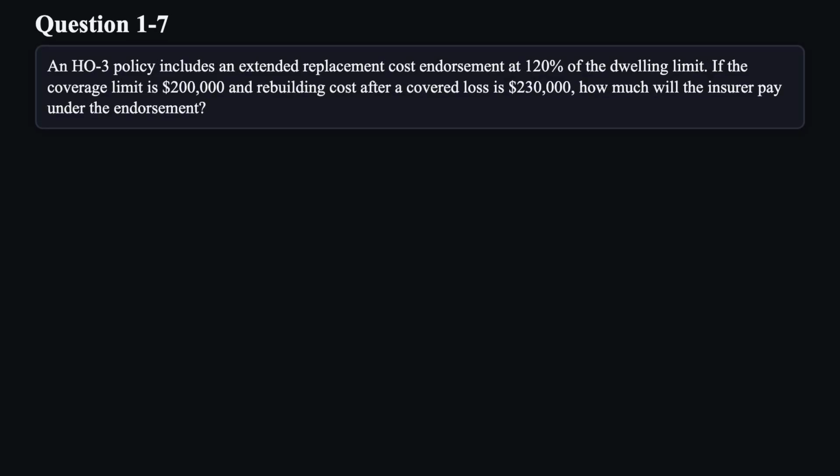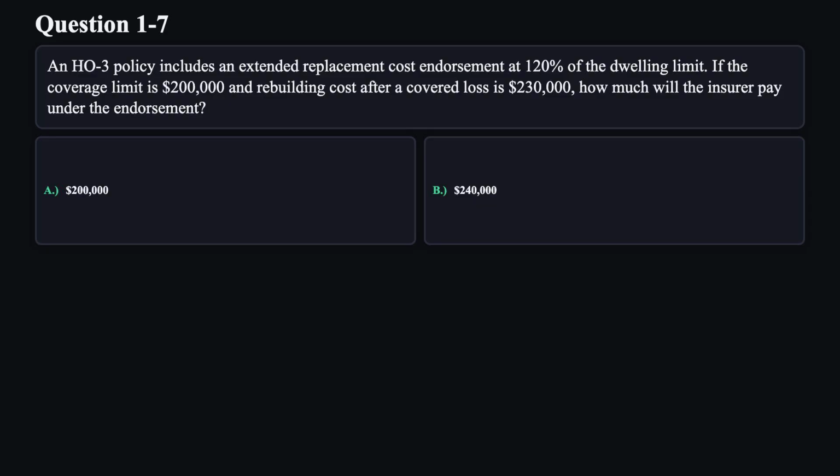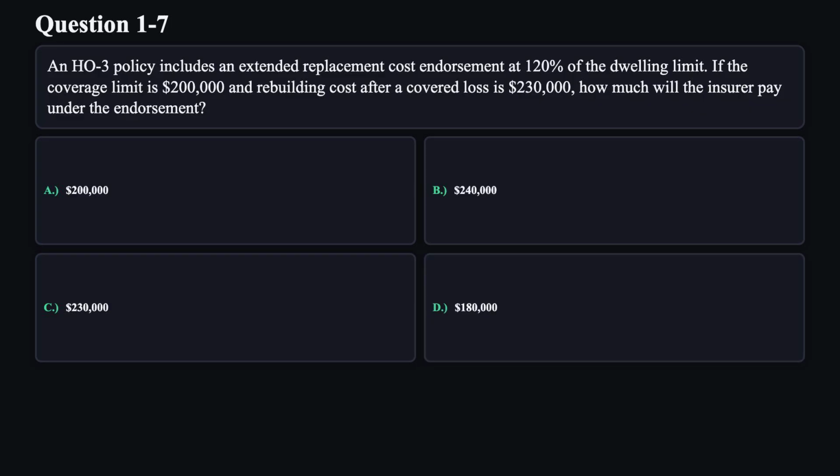Question 7. An HO3 policy includes an extended replacement cost endorsement at 120% of the dwelling limit. If the coverage limit is $200,000 and rebuilding cost after a covered loss is $230,000, how much will the insurer pay under the endorsement? A. $200,000. B. $240,000. C. $230,000. D. $180,000.